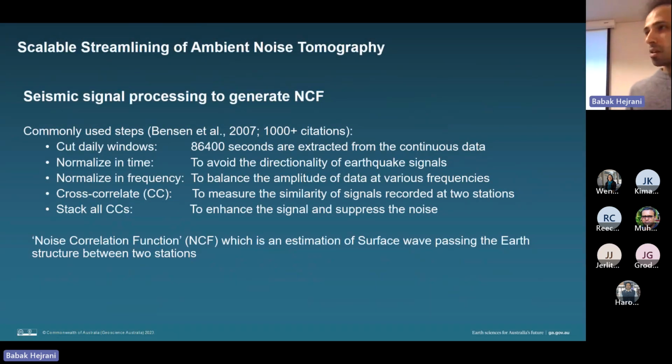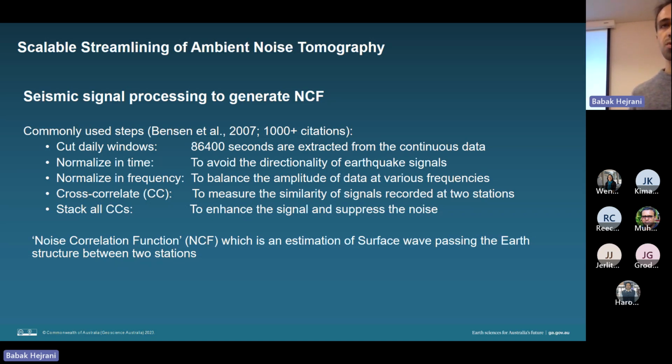So my first slide is full of text, but I promise this one and the next one will be the only ones with text. It basically outlines the workflow that is available for ambient noise tomography, and most people use this workflow. Usually a window of data is cut. The original paper by Bensen et al., 2007, which has over 1,000 citations, suggests cutting a daily window of data and normalizing it in time, because you don't want directional energy from earthquakes.